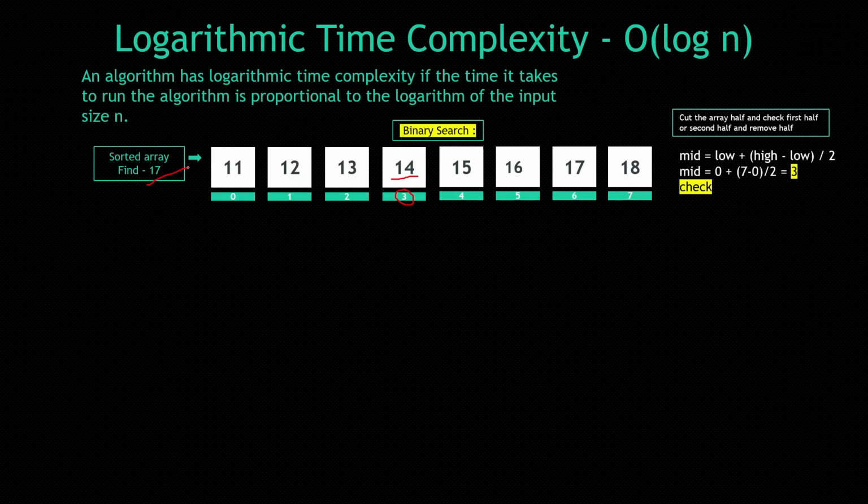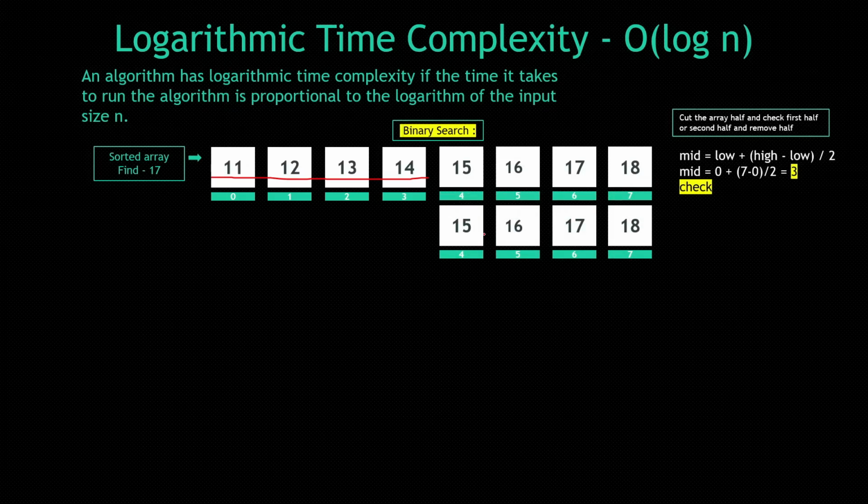So in this array, our middle index is 3, whose value is 14, and our search item is 17. So is 17 equal to 14? No. Is 17 greater than 14? Yes, 17 is greater than 14. So we need to remove the left portion and check the right portion only.